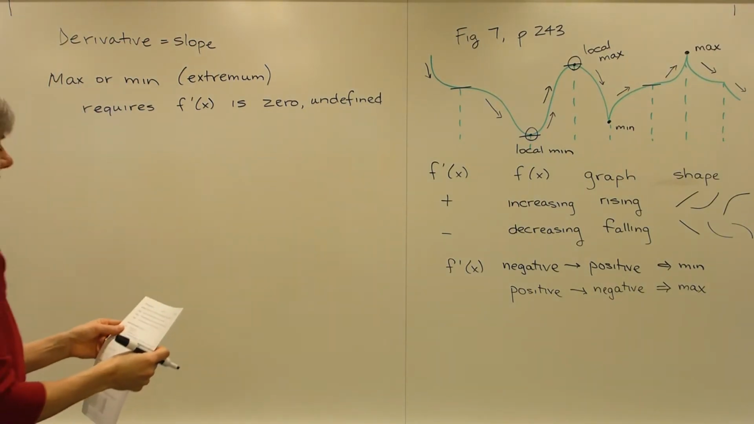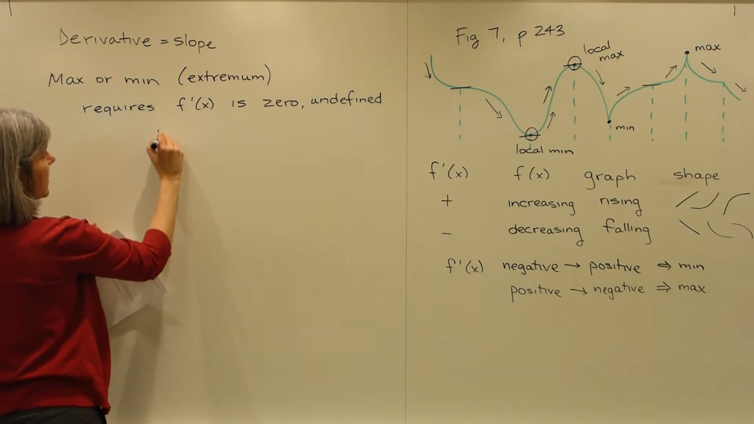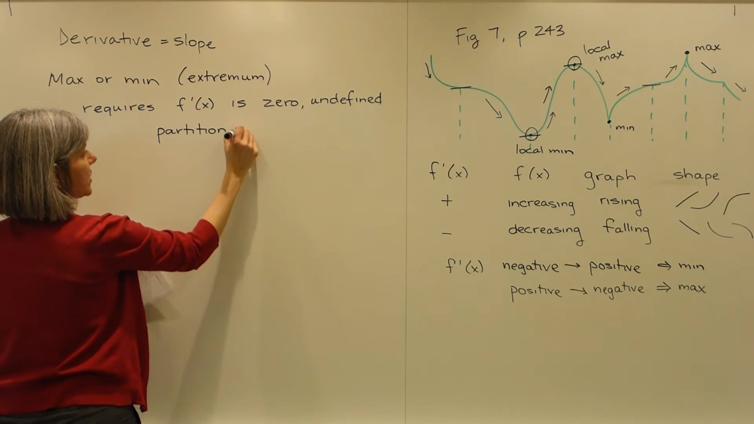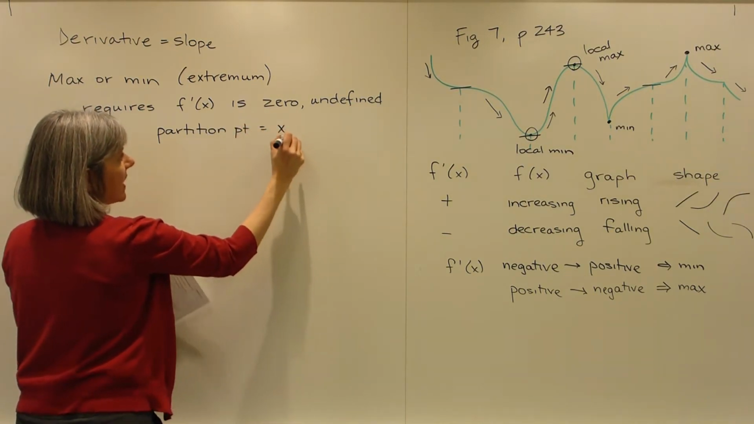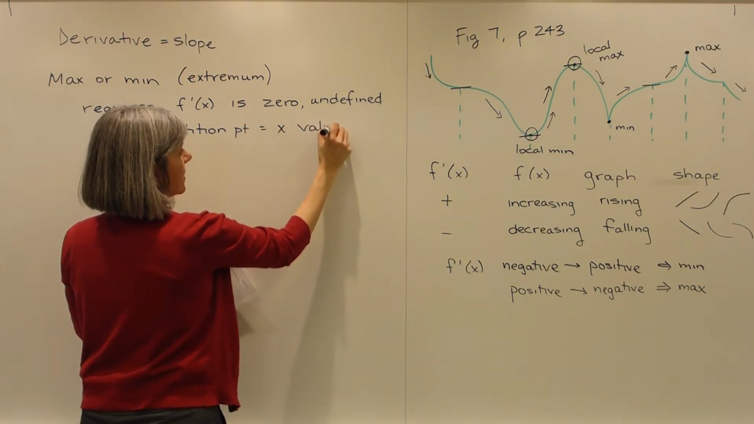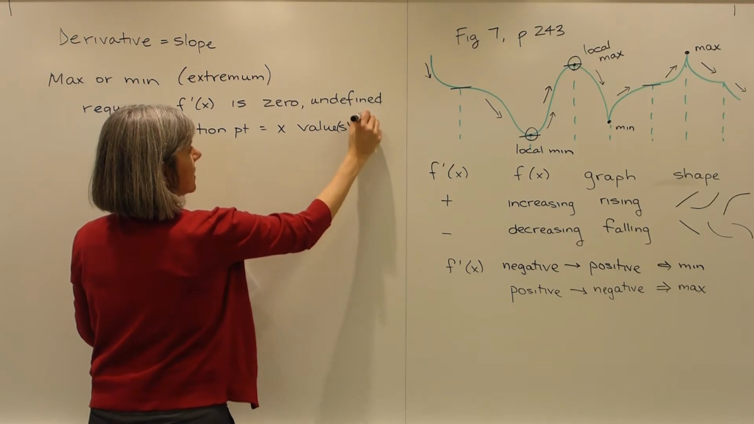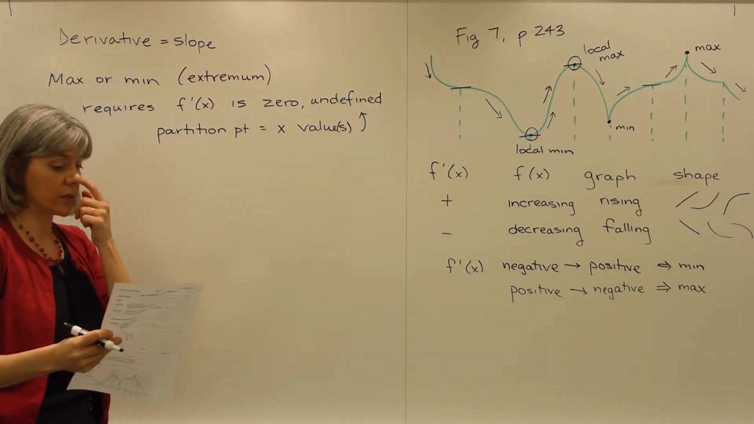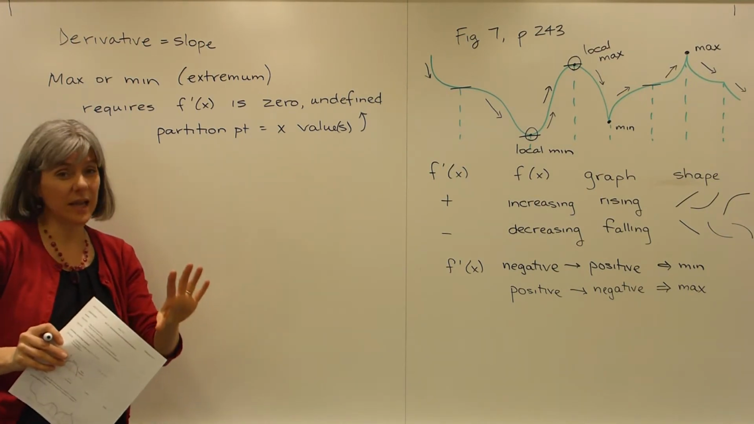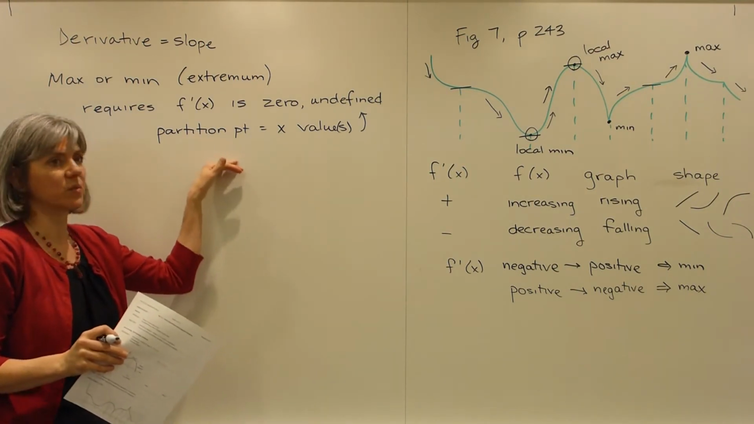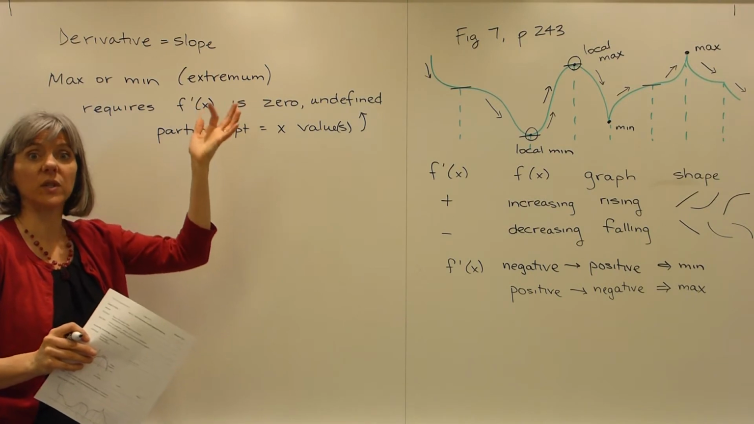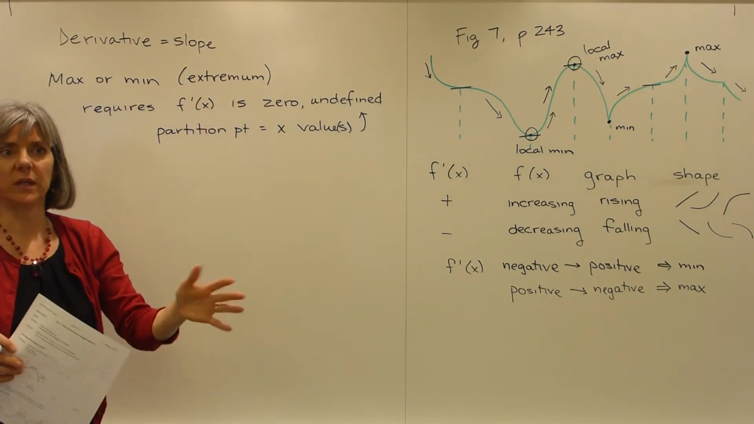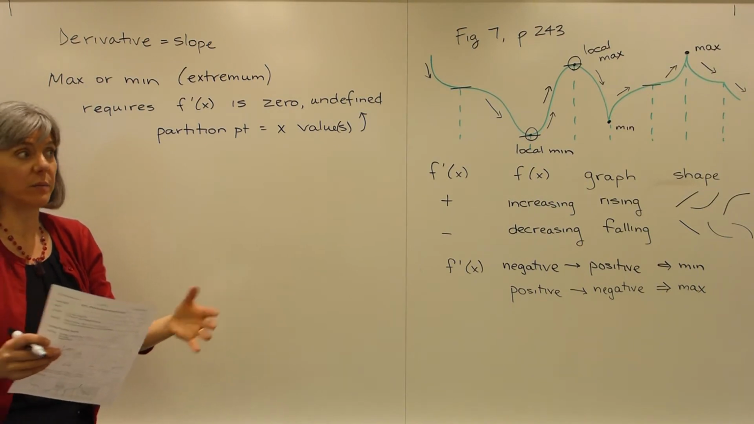Okay, so a couple of questions. So this then would be a partition point. Let's just reintroduce that name. The partition point is the x values that make the derivative 0 or undefined. So here's a question. What happens if, because it does happen on occasion, this partition point is not in the original domain for the original function? Then clearly you can't have a point there. If you don't have a point there, you can't have a max or a min.